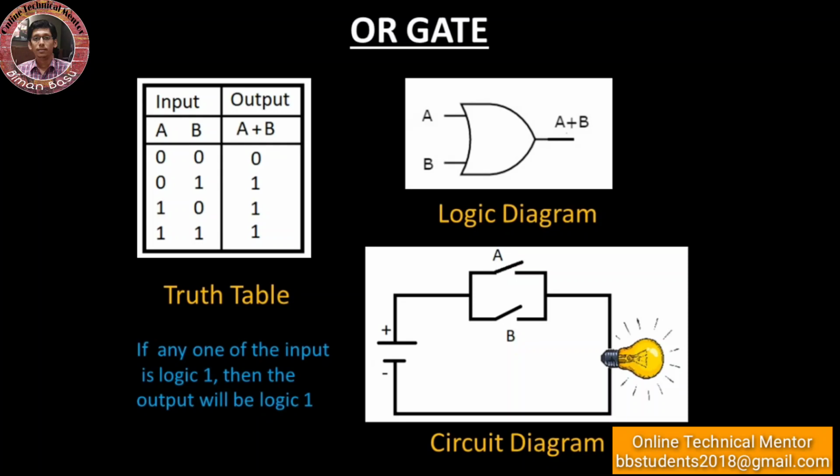If any one of the switches A or B is in a closed state, that is in the one state, the current will flow through that switch and the light will glow and the light will be in one state. When both the switches are in open state, no current will flow through the light. At that time, the light will not glow. That means the output will be in the zero state. That is for the first combination of input.